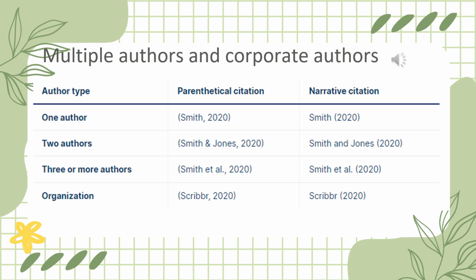Okay, now how about if we have three or more authors? That is when you're going to add et al. Et al. is an abbreviation for "and others." That is its definition, the abbreviation of the words et al. It is used in in-text citations to shorten sources with three or more authors. Okay, now we have an example in parenthetical.